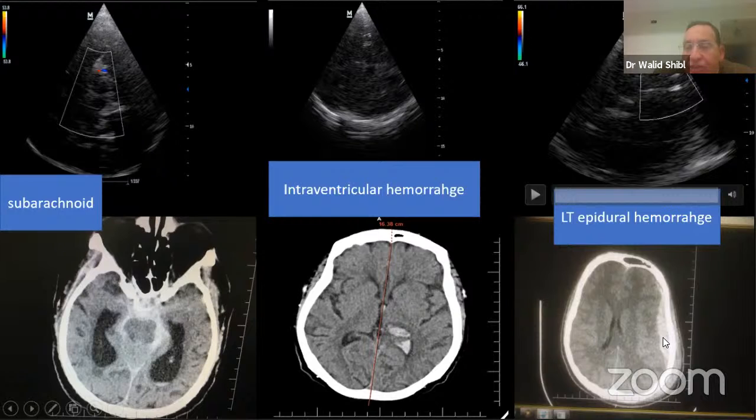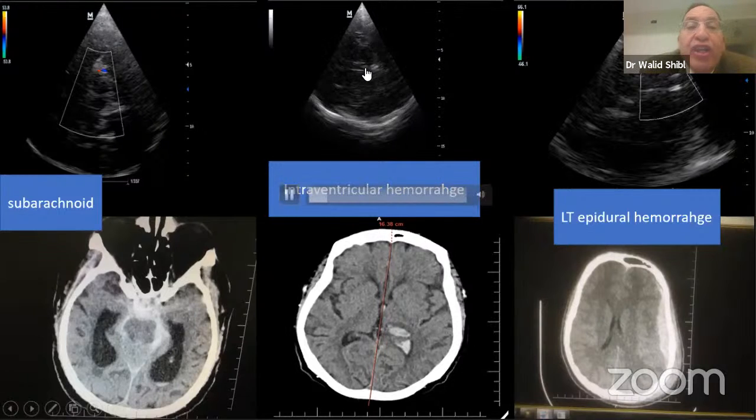And if you see, there is an epidural hematoma. And in this patient, you see there is ventricular hemorrhage. And if you see the 3rd ventricle here, there is hematoma moving inside the 3rd ventricle here. Hematoma, hyperechoic, moving inside the 3rd ventricle, as you see in this clip.